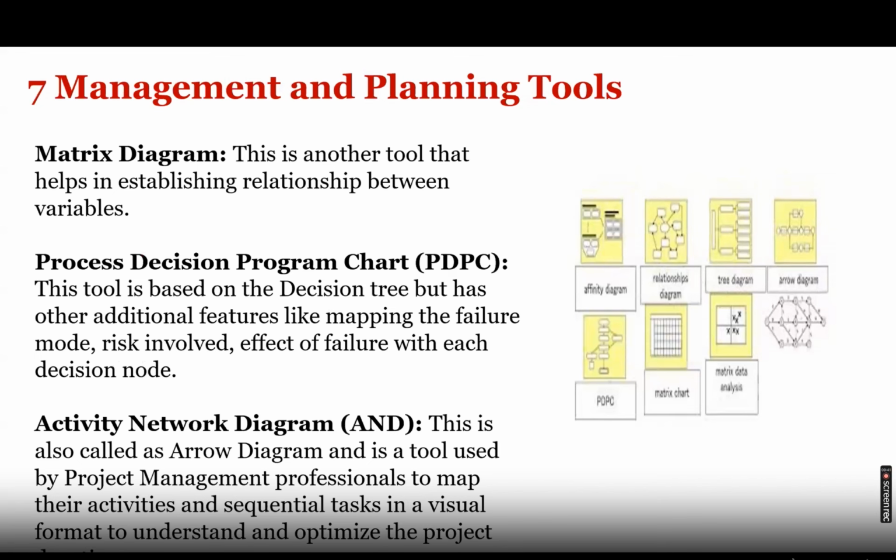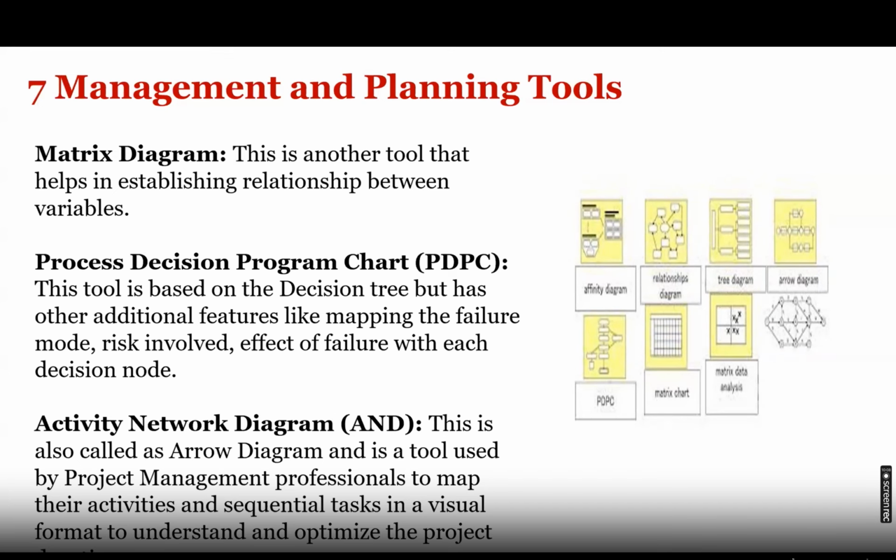Matrix diagram. This is another tool that helps in establishing relationships between variables. Variables could be arranged in rows and columns in a diagram, and the strength of the relationship between each pair is marked on a corresponding scale. We can use this to measure relationships for one, two, three, and four sets of variables.